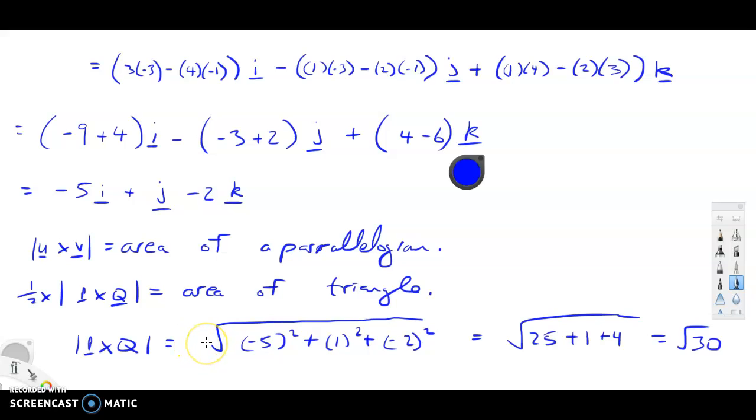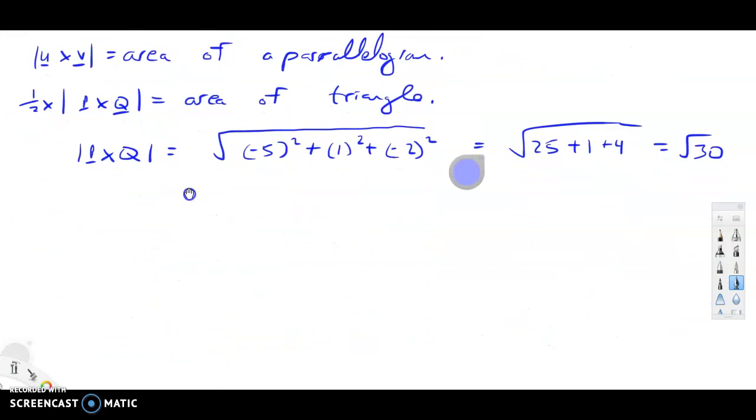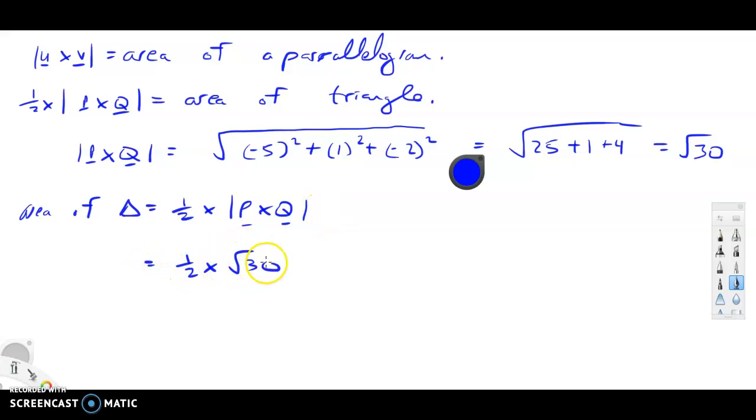And then we just have to multiply that by, that's the magnitude of the parallelogram. You could be asked for the parallelogram and you'd stop there. But because we're asked for the triangle, the area of the triangle will be equal to half multiplied by the magnitude of the cross product of P and Q. Right, so that's going to be equal to a half multiplied by root 30.